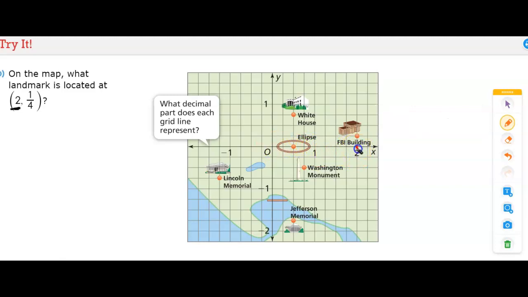So that's where 2 is. Now it's a positive 1/4. So in between each unit is 1, 2, 3, 4. So if I only am moving one of the 4 spaces, that means I'm only going to go up 1 space. So what landmark are we located at? The FBI building.